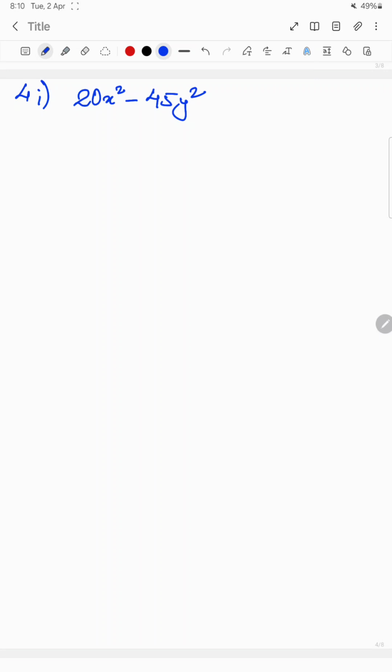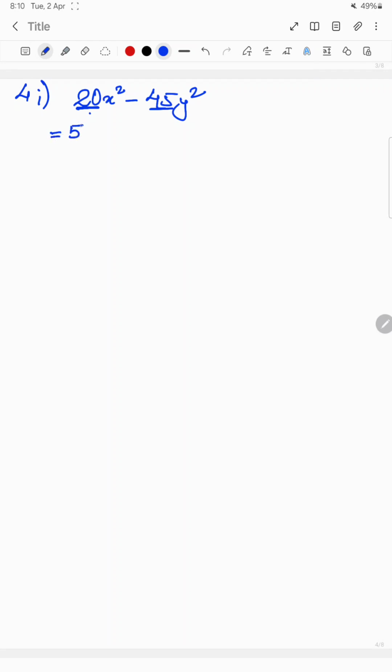Okay, now let's go to the next question, question number 4.1. 4.1, you have 20x square minus 45y square. So here you see that the question has no number which is a perfect square. So 45 is not a perfect square, 20 is not a perfect square. But if you see properly, both 20 and 45 can be divided by 5, isn't it? So that means I can take out the common as 5.